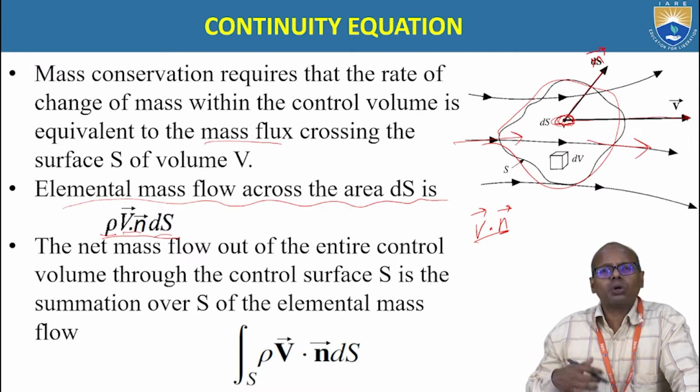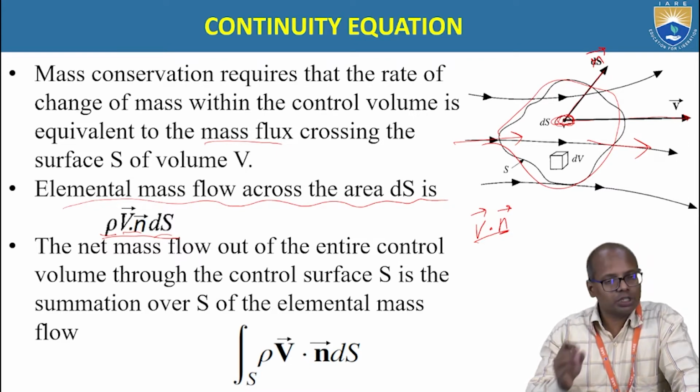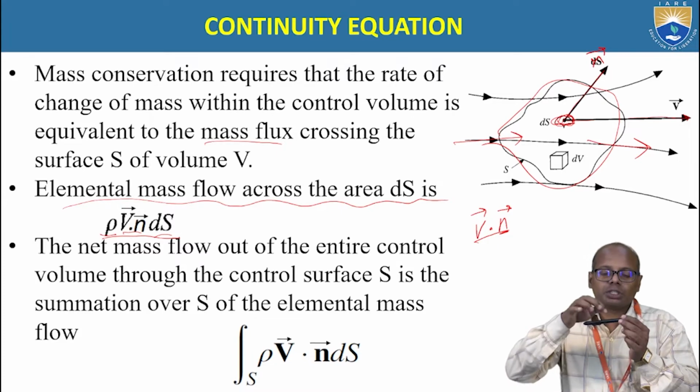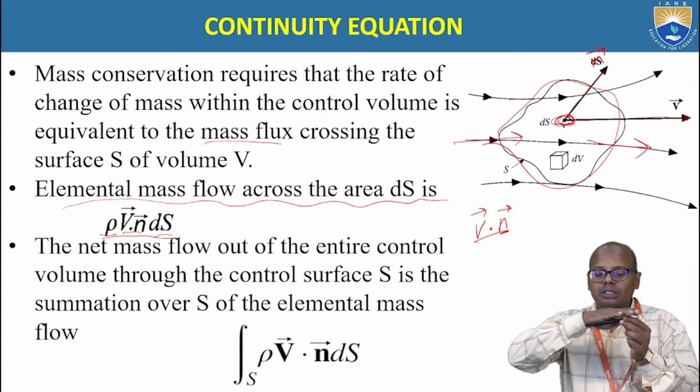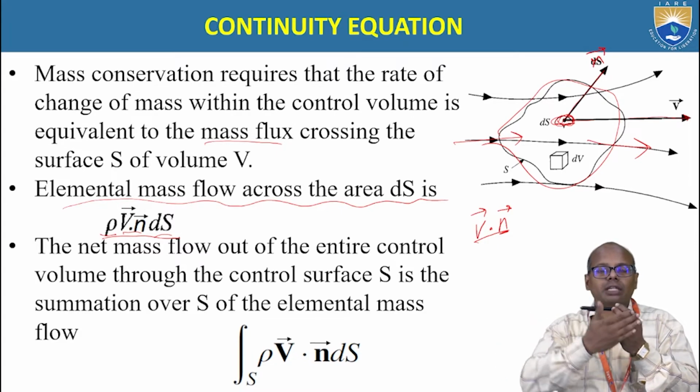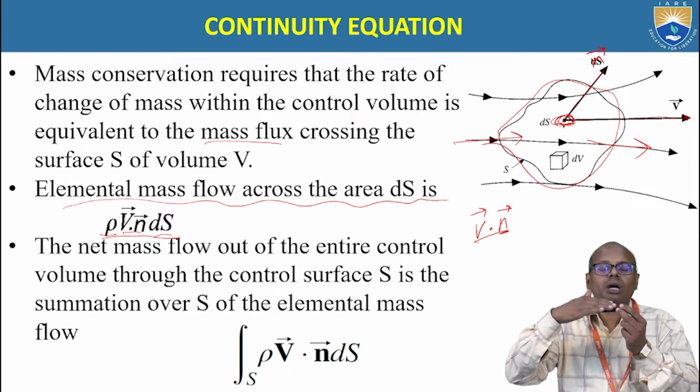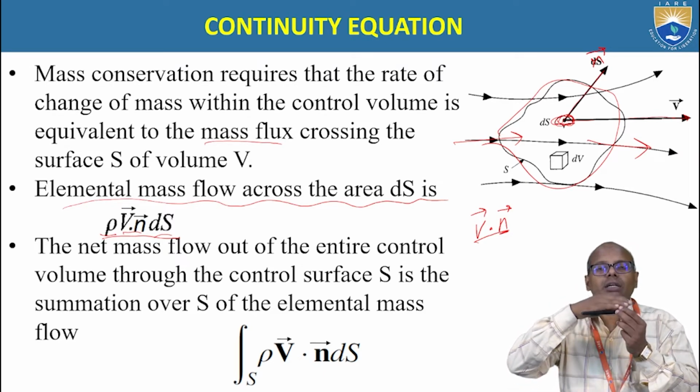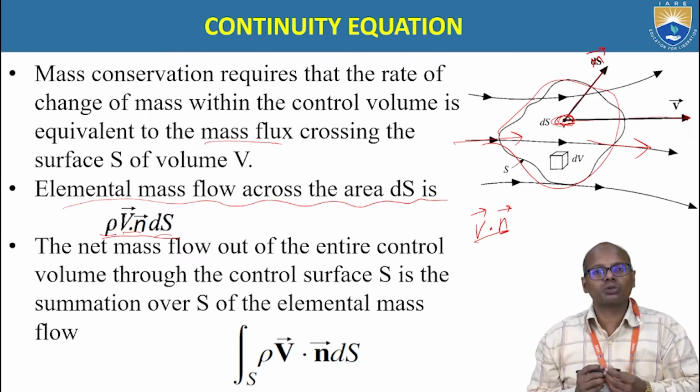Now what is the total mass, the net mass? We have taken only a small surface area, and this entire surface is there. What is the amount of mass that is entering or leaving the entire surface? How do we get it?